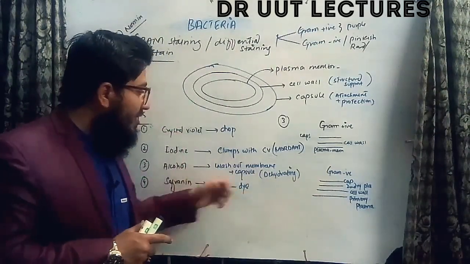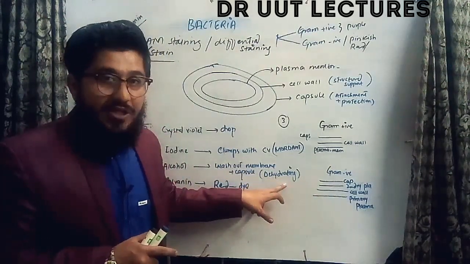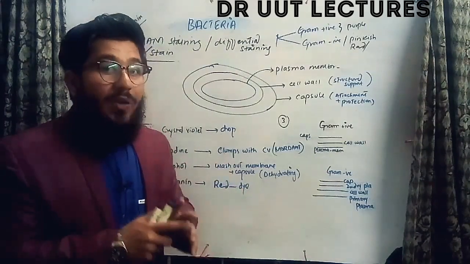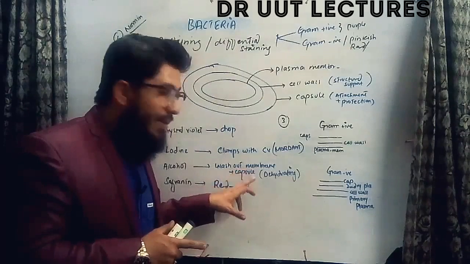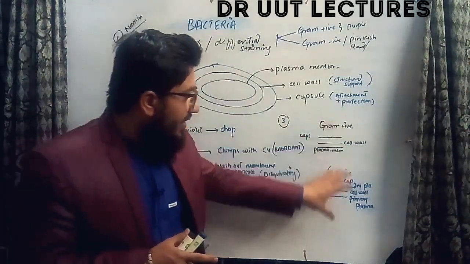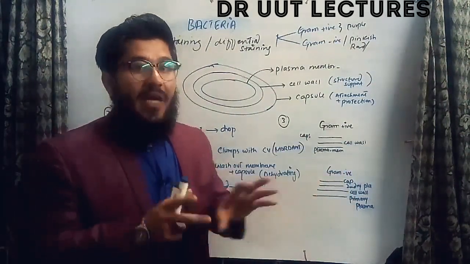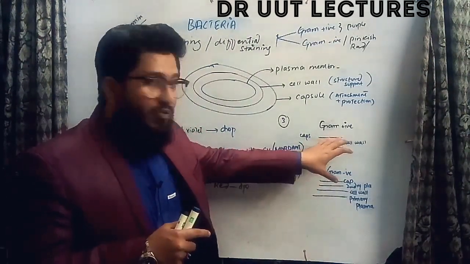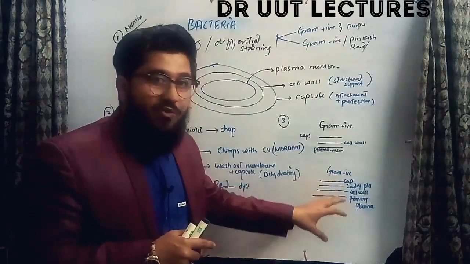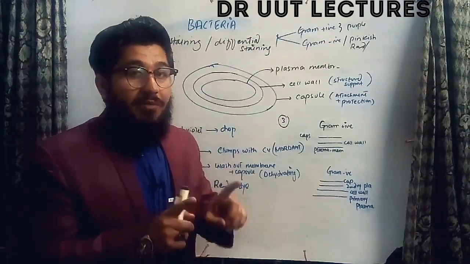Why? Because alcohol has got the dehydrating ability. It dehydrates the bacteria. What will happen then? So concentrate. It will wash out the membrane plus the capsule. So in the gram positive and the gram negative, we do have the membranes and the capsule. What do I mean by the membranes? Simple. In the gram positive, we have a membrane, and in the gram negative, we have primary and secondary plasma membrane.